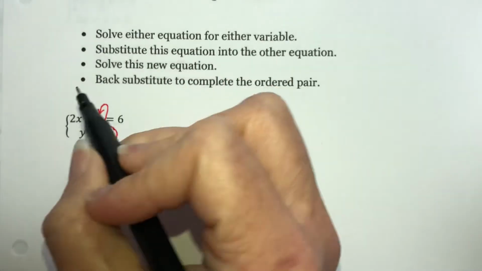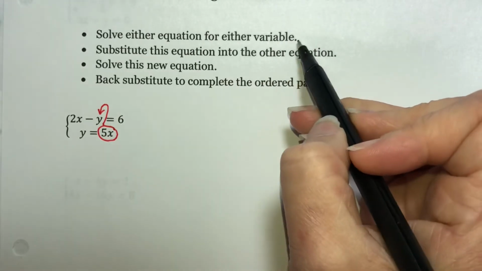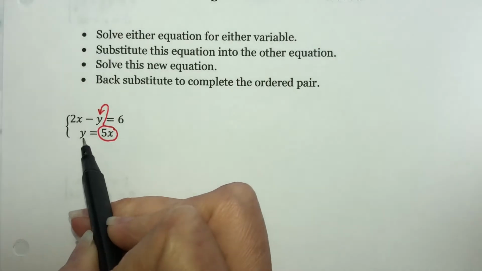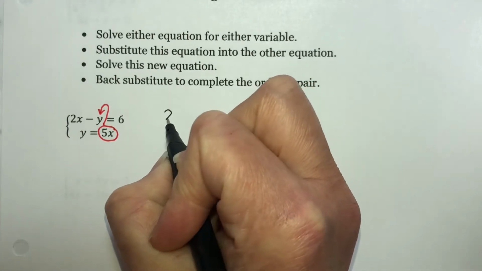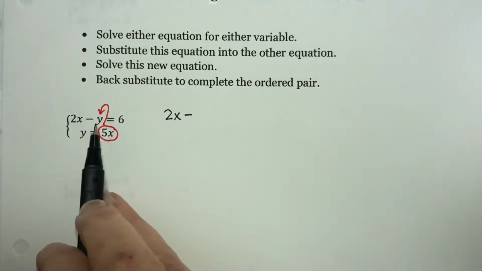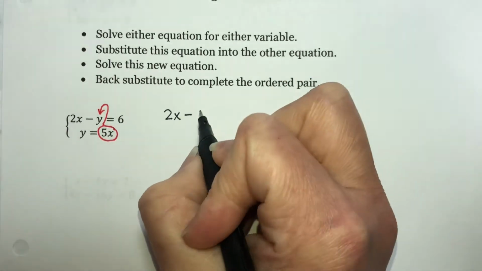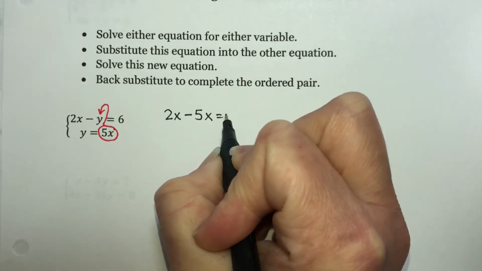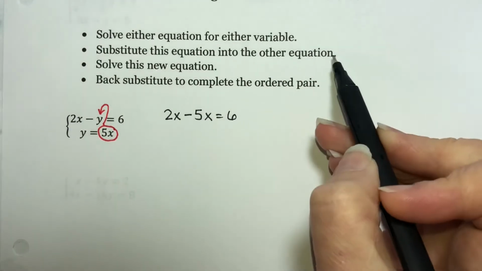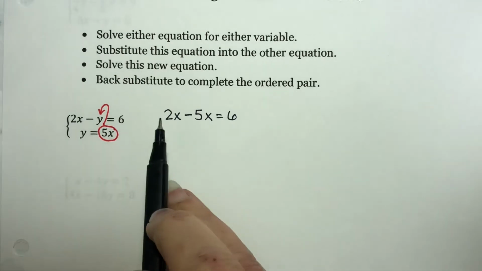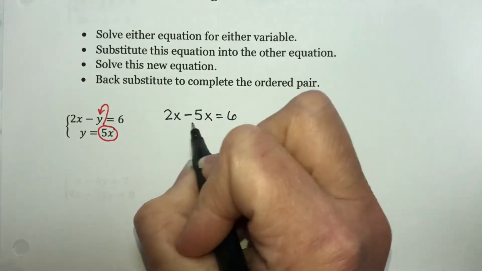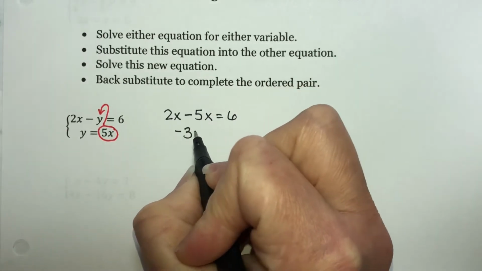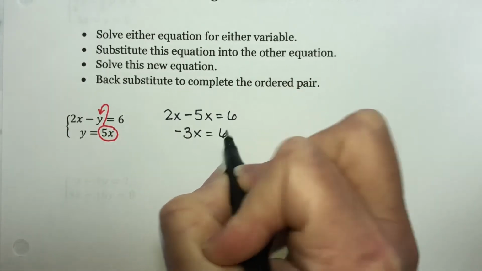So solve for either variable, that's done for us. Substitute this equation into the other equation, which will give me 2x minus, instead of y, I'm going to write 5x, equals 6. So that's the substitution step. Now I have an equation with just one variable, and I can solve this new equation. Combine like terms here, I get negative 3x is equal to 6.